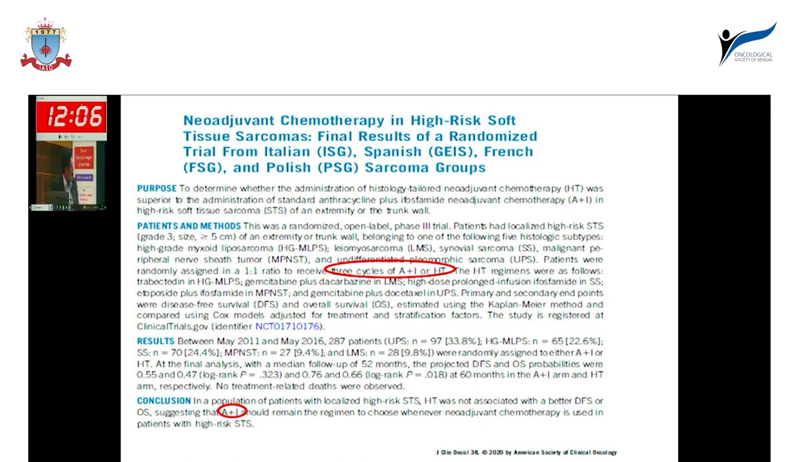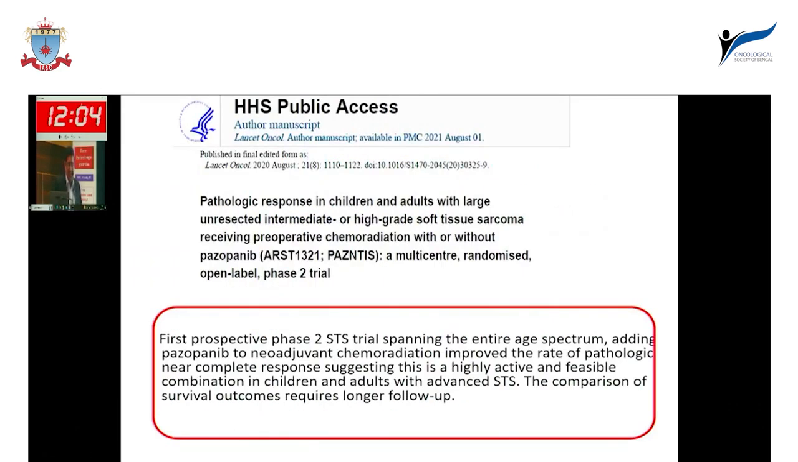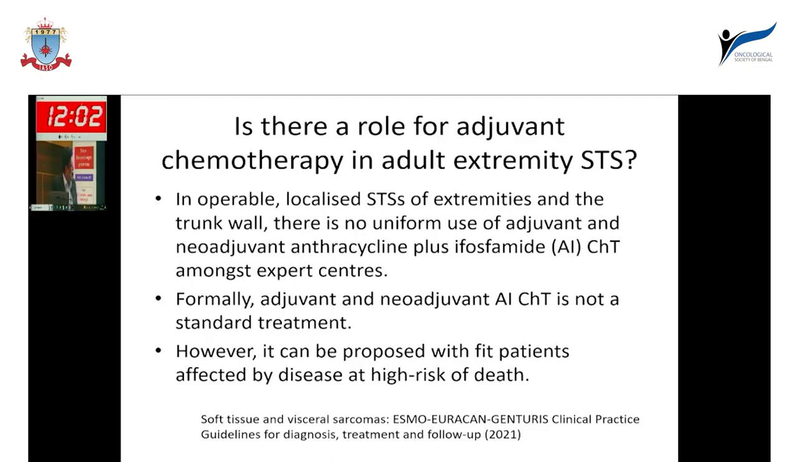I know the medical oncologists are getting a bit bored, so can I ask you, is there a role for adjuvant chemotherapy at all?